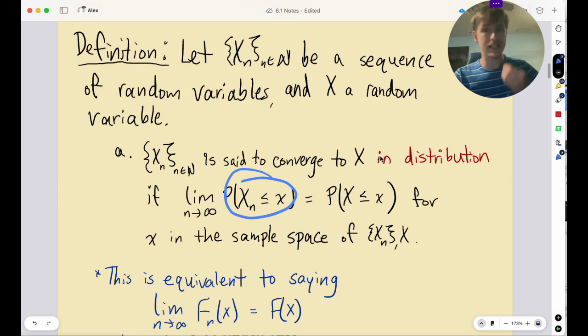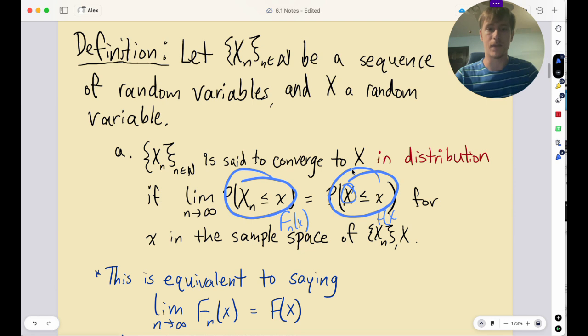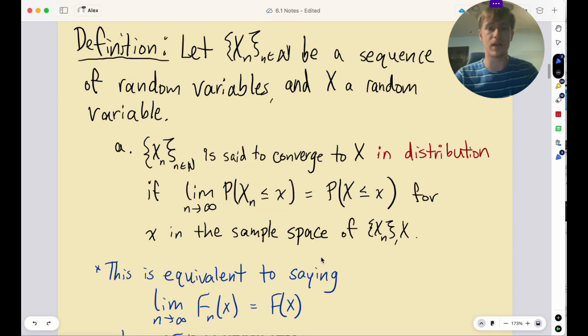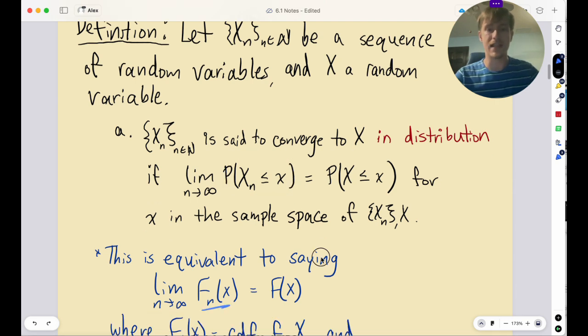The reason that this makes sense and the reason we say that this converges in distribution is that this is the cumulative distribution function. This is the CDF. So this is the same thing as Fn of x, and this is the CDF of this random variable, just F of x, right? So hopefully that makes sense. The limit as n approaches infinity of all of these CDFs approaches the CDF of just big X, okay?